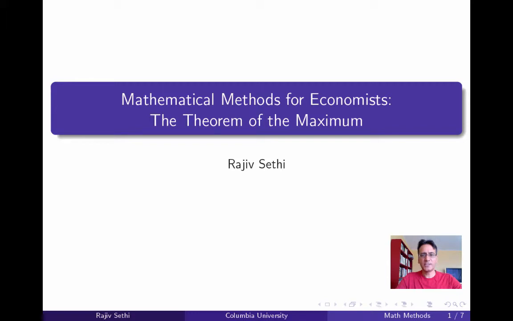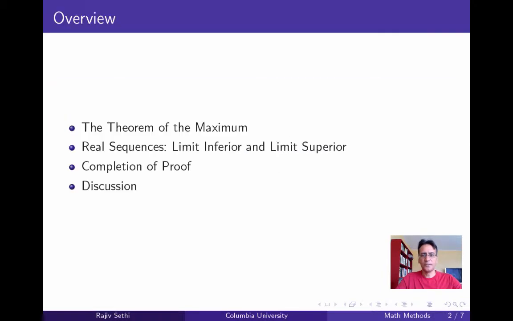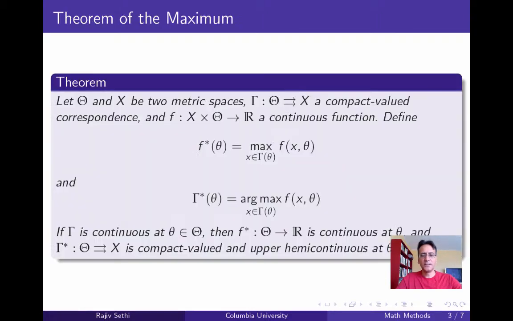In this segment, we'll finish up our proof of the theorem of the maximum and spend a little bit of time thinking about the economic implications of this important result. So we'll start by reminding ourselves of what the theorem states, then quickly review a couple of concepts having to do with real sequences, then we'll finish up the proof of the theorem and then discuss its implications.